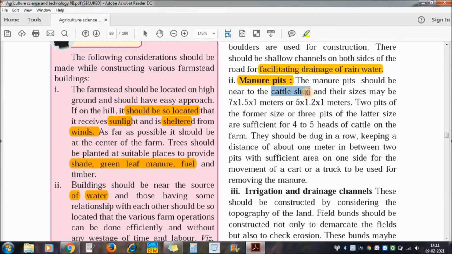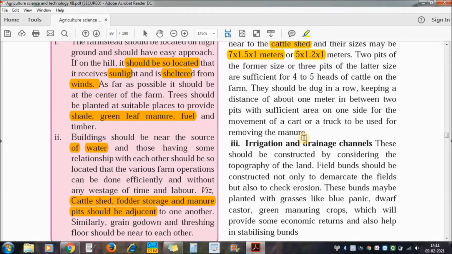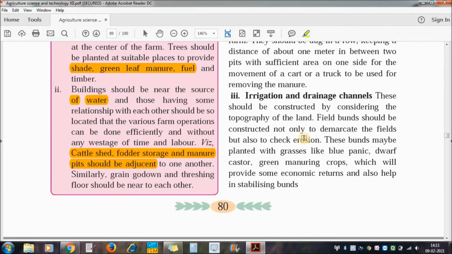This manure pit should be close to the cattle shed, and the sizes may be different, 7 by 1.5 by 1 meter or 5 by 1.2 by 1 meter, meaning 7 meter long, 1.5 meter width and 1 meter depth. So two pits should be adjoining to each other. In this way these are to be made.